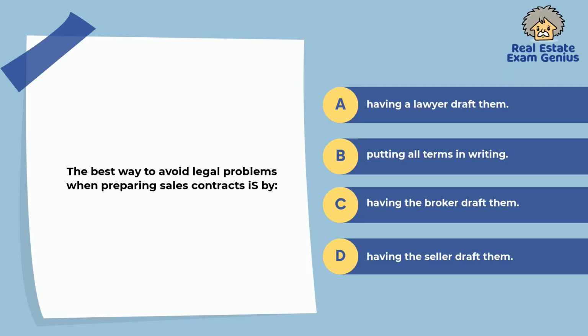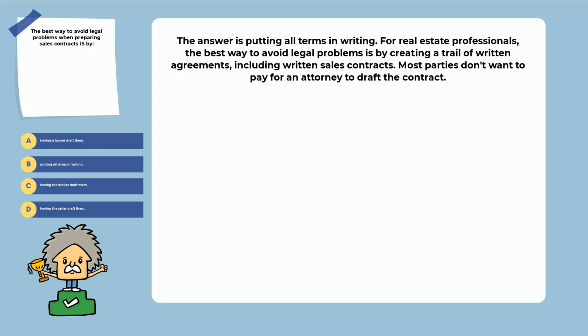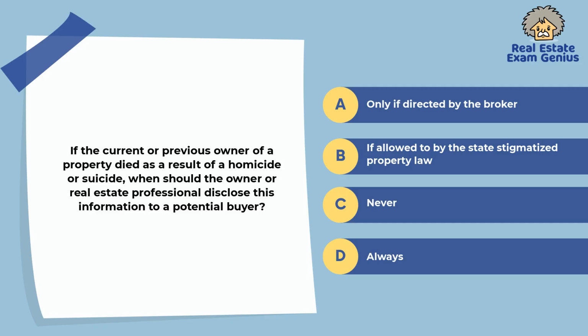The best way to avoid legal problems when preparing sales contracts is by having a lawyer draft them, putting all terms in writing, having the broker draft them, having the seller draft them. The answer is putting all terms in writing. For real estate professionals, the best way to avoid legal problems is by creating a trail of written agreements, including written sales contracts. Most parties don't want to pay for an attorney to draft the contract.